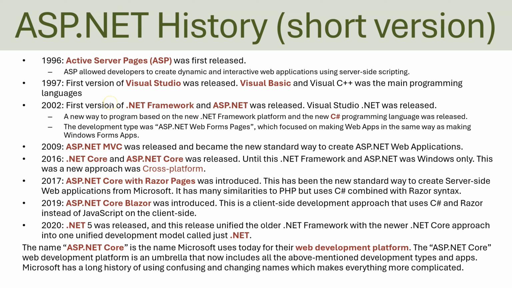Here we see a short overview of the history of ASP.NET Core. I will not dig into too many details, but it all started in 1996, where the first version of Active Server Pages was released. Then in 2002, the first version of .NET Framework and ASP.NET was released. In 2016, .NET Core and ASP.NET Core was released, and in 2017 then the first release of ASP.NET Core with Razor pages was released.